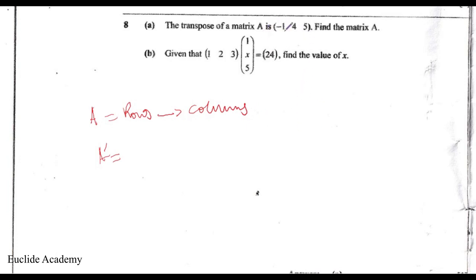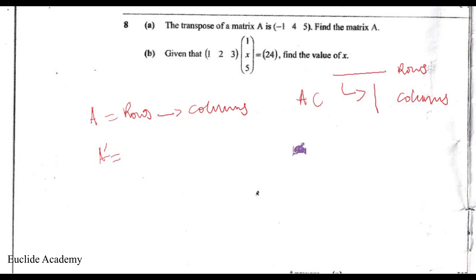So when we talk about a matrix, like the matrix A we have here, we have got rows and columns. The lines which run horizontally are rows, and those which run vertically are columns. So when you want to find a transpose, that means you change the rows into columns. Those which run horizontally, you change them into vertical ones.